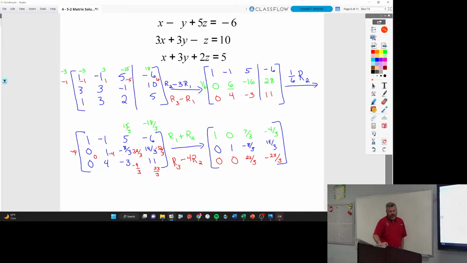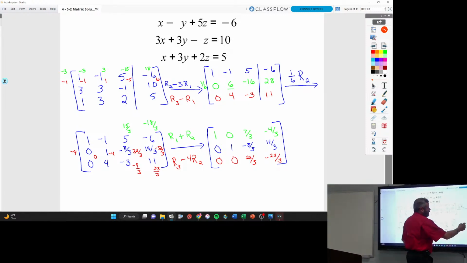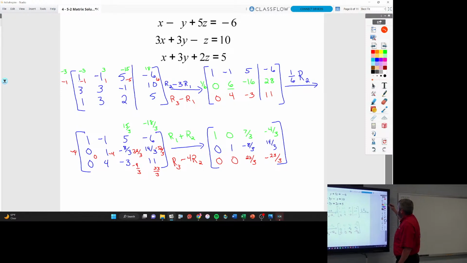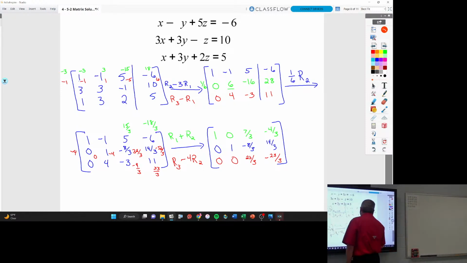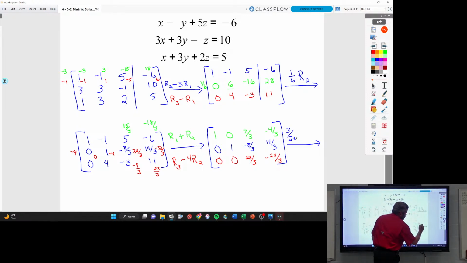And there you go. Moving right along. So now we have row 1, column 1 is a 1. Everything else in column 1 is a 0. Row 2, column 2 is a 1. Everything else in column 2 is a 0. And now we need to work with that last one. Row 3 is pretty ugly right now, but I want to turn that 23 thirds into a 1, so all I have to do is multiply that by the reciprocal. So all I'm going to do now is take 3/23rds of row 3.